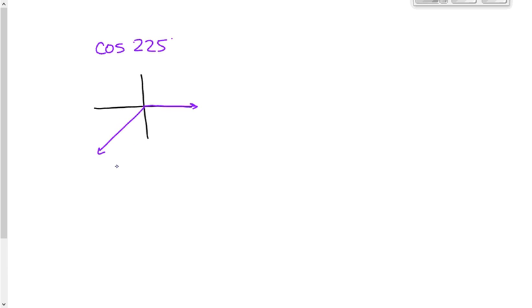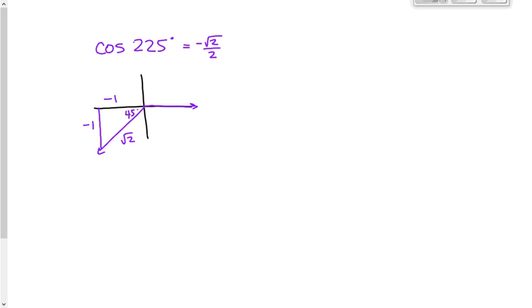So you need to think about which quadrant you're ending in. And that gives me a 45-degree angle there. 1, 1, square root 2. Left is negative, down is negative. And then you're going to go ahead and calculate cosine, adjacent over hypotenuse, negative 1 over square root 2, and rationalize it.